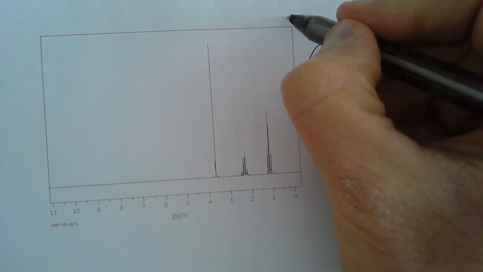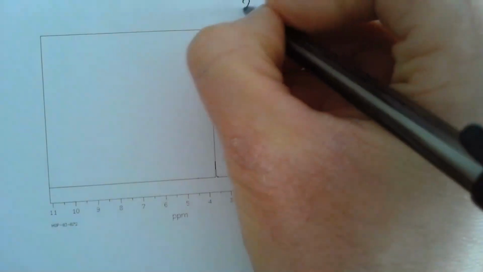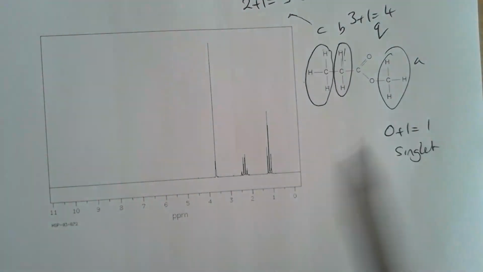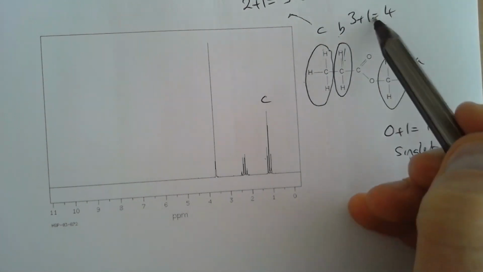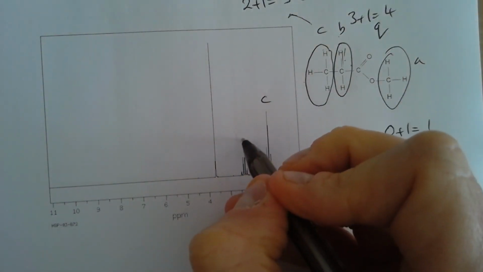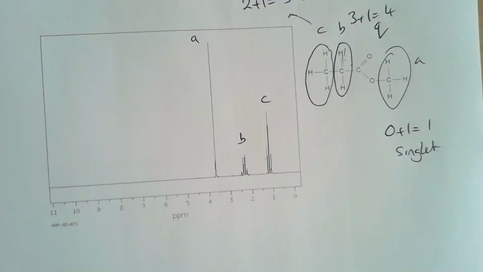And environment C is adjacent to environment B. There are 2 hydrogens in environment B. 2 plus 1 equals 3, triplet. So we're expecting to see environment C as a triplet. 1, 2, 3, that's right. Environment B is a quartet. There's a quartet there, 1, 2, 3, 4. So that's environment B. And then environment A is this singlet over here.